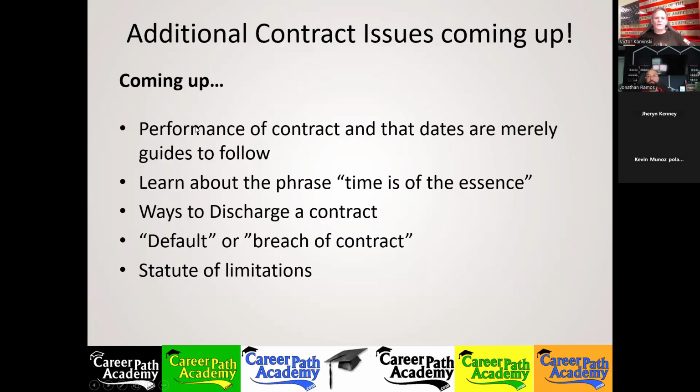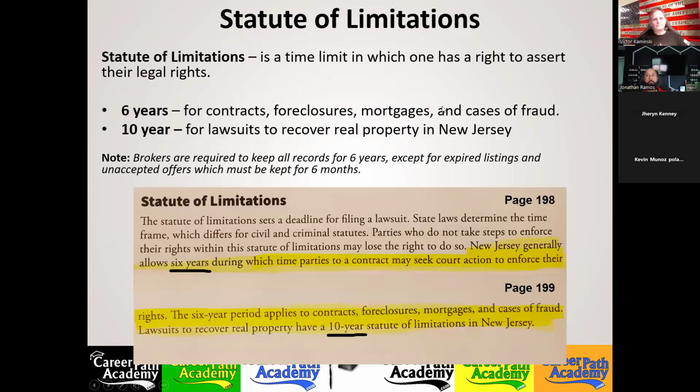All right, now we're going to go over performance of contracts, and that dates in contracts are merely guidelines to follow. We're going to learn the phrase "time is of the essence" means it's mucho importante. We're going to learn the ways to discharge a contract. We're going to learn about the terms default and breach of contract, and learn about statutes of limitations and what that even means. So we're going to start off with that one.